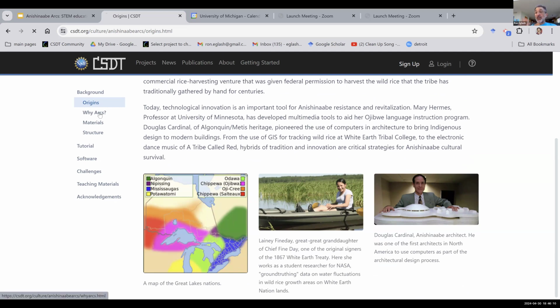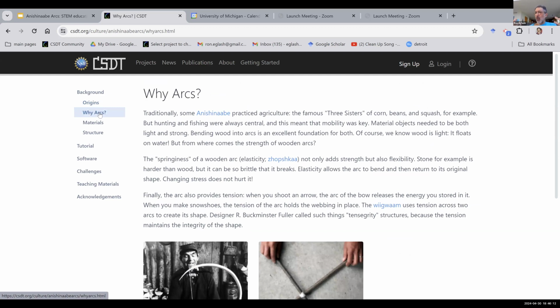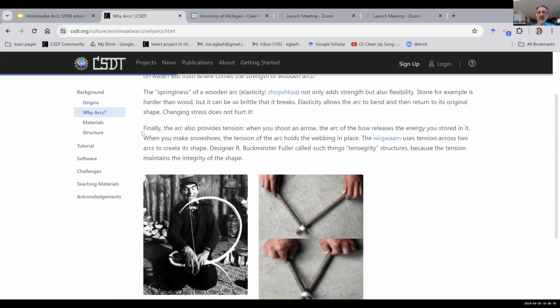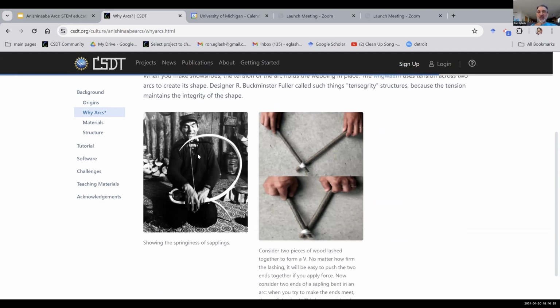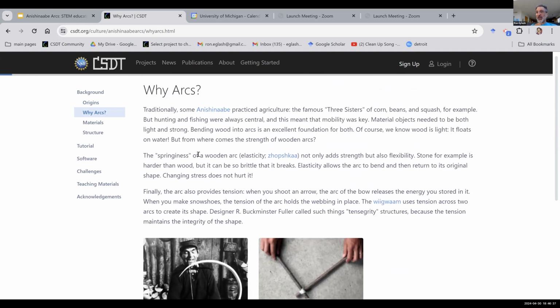And then we dive into this question of why arcs. So why would you make things arc-shaped? And it turns out to have some interesting physics answers to that, right? If you try to lash things together, they'll be flexible in the sense that you can move them, but they don't bounce back. And so these arc shapes actually store that information in tension. And so you can create these really strong, flexible structures.